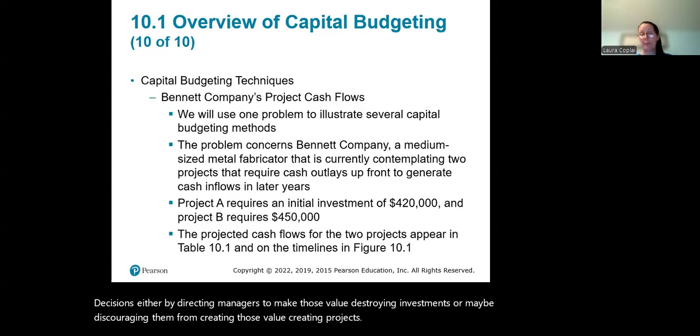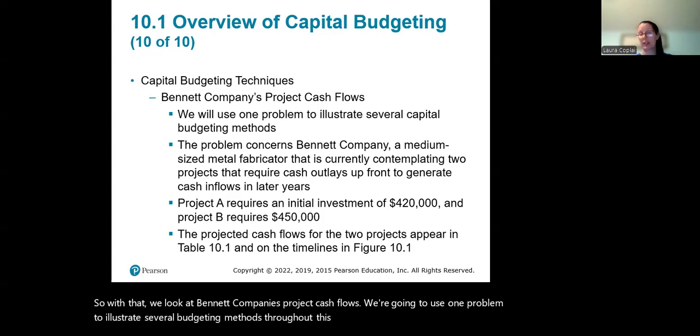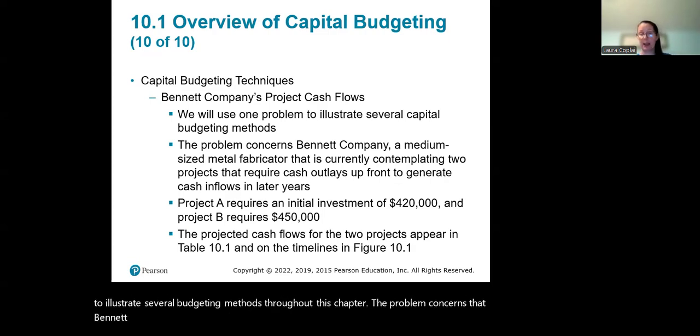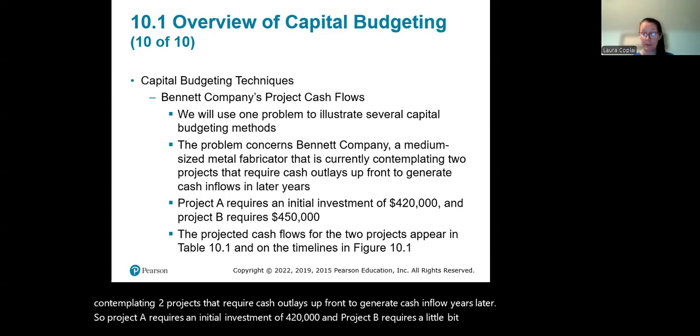So with that, we look at Bennett Company's project cash flows. We're going to use one problem to illustrate several budgeting methods throughout this chapter. The problem concerns Bennett Company, which is a medium-sized metal fabricator. They're currently contemplating two projects that require cash outlays upfront to generate cash inflow years later. Project A requires an initial investment of $420,000, and Project B requires a little bit more at $450,000.